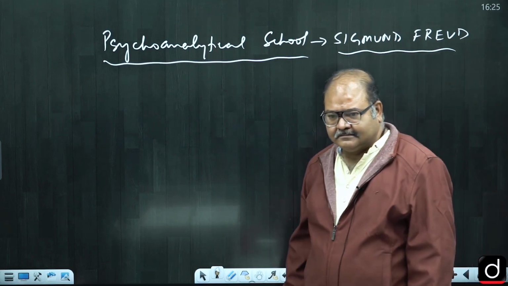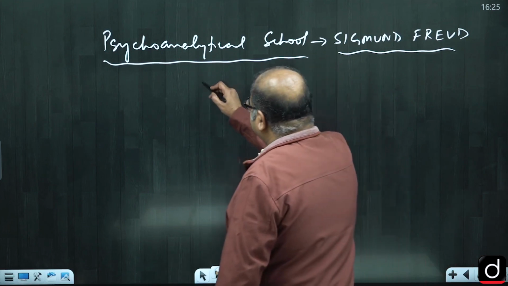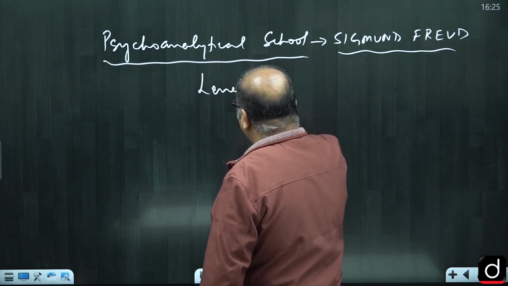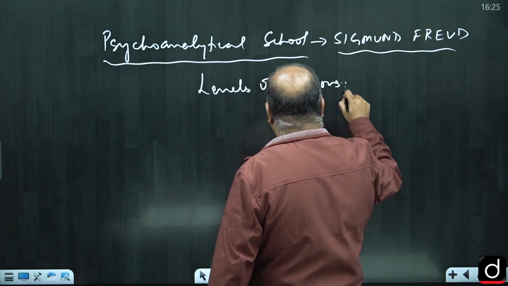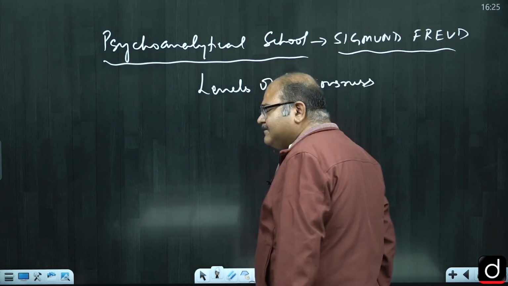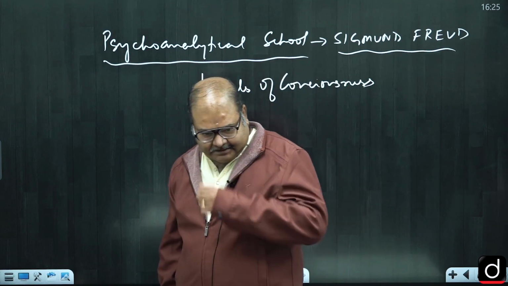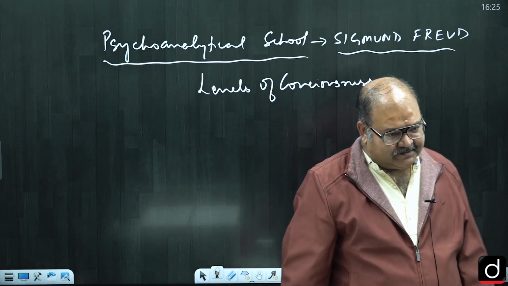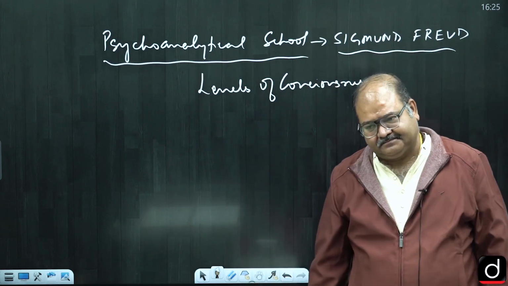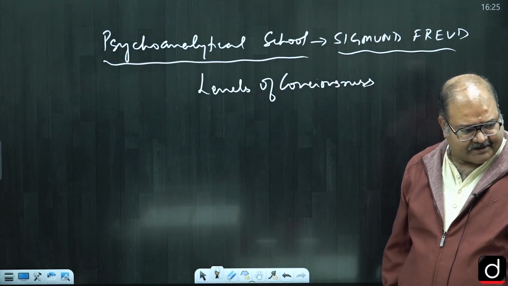He said, he spoke about levels of consciousness. He identified several levels of consciousness. Consciousness is not a single entity. It expands to different levels.